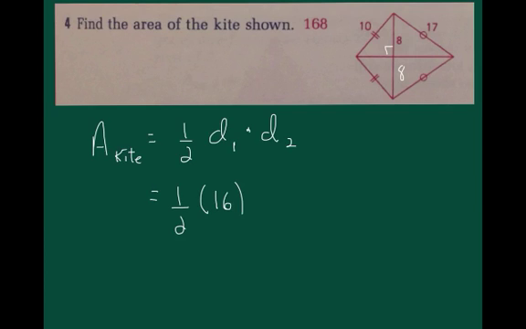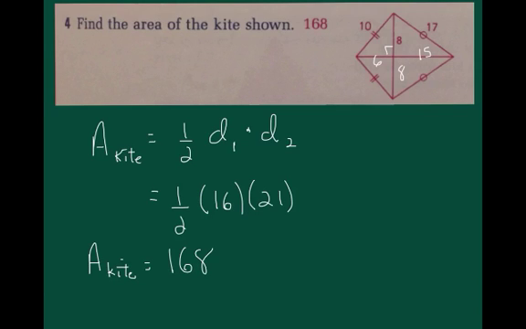In order to find diagonal 2, I'm going to have to solve these right triangles. So the triangle on the left is clearly, knowing my triples, going to be a 6, 8, 10 triangle, and the triangle on the right is going to be an 8, 15, 17. So adding 6 and 15, I see that my second diagonal is 21. Then I just multiply to get the area of the kite. That product, of course, is 168.